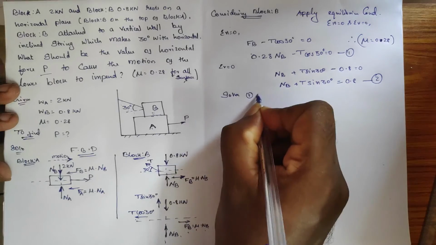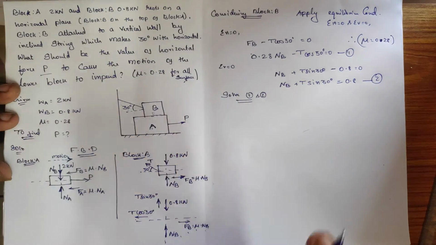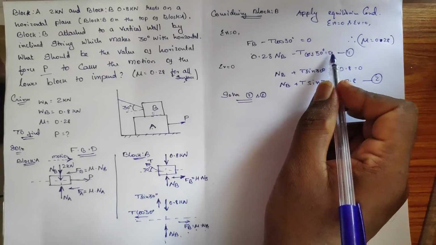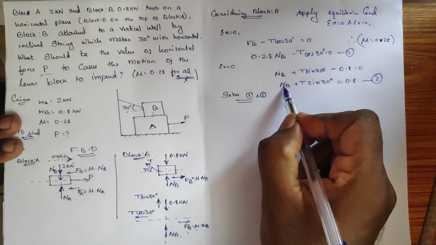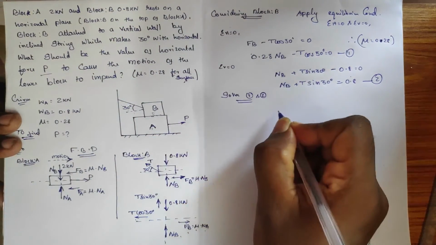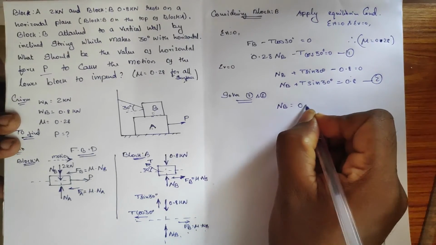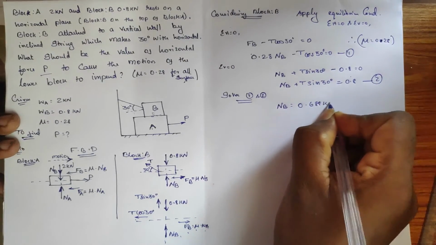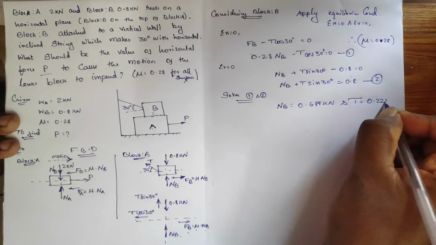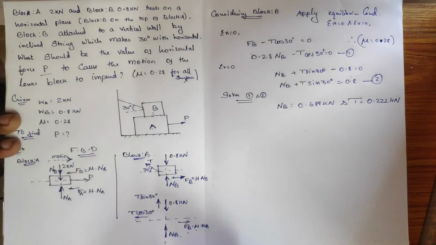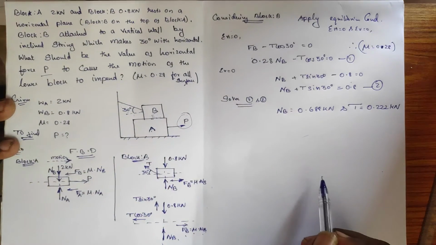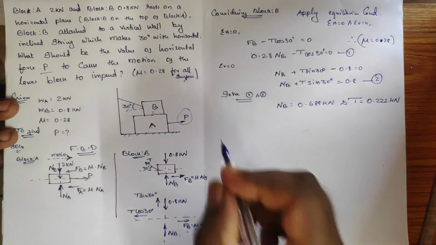Solve 1 and 2. If you solve it with the help of calculator, it will ask me the answer for A1, B1 and C1 is a 0 and A2, B2 and C2 value. You will get the answer as NB which is equal to 0.688 kilonewton and you will get T is equal to 0.222 kilonewton. Okay, so you got NB and T. Our task is to identify the P force required to impart the block A.